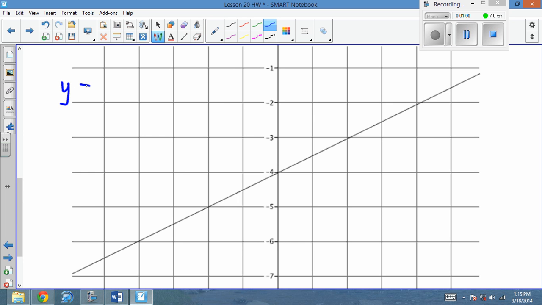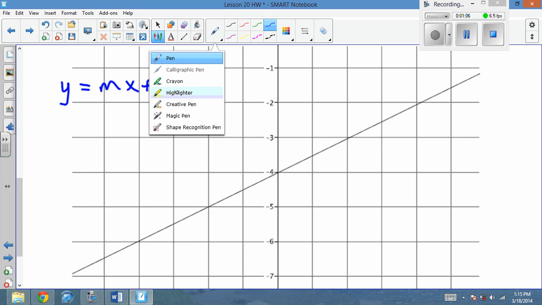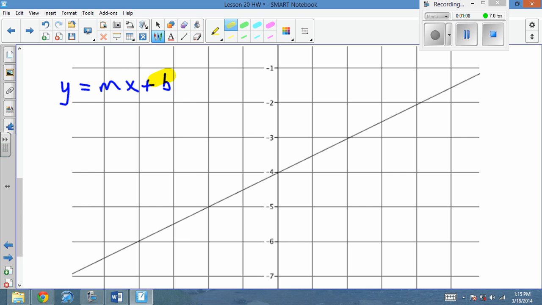If we look at this equation, y equals mx plus b, we really need to calculate two things to come up with the equation of a line: the y-intercept and the slope. So I'm going to start by finding the y-intercept of this line. The y-intercept, or the value that we need to substitute for b, is the value at which this crosses the y-axis. So in this particular case, our y-intercept would be equal to -4.